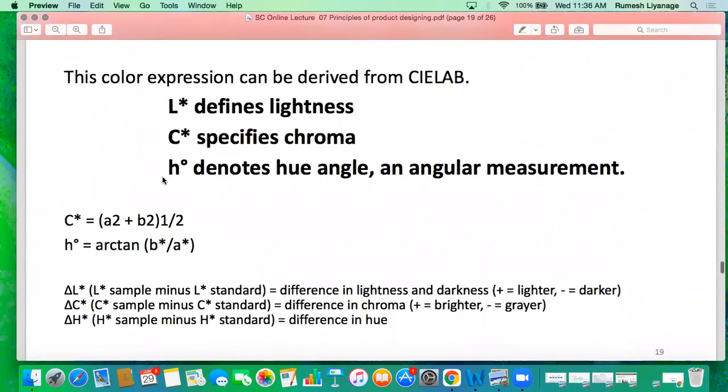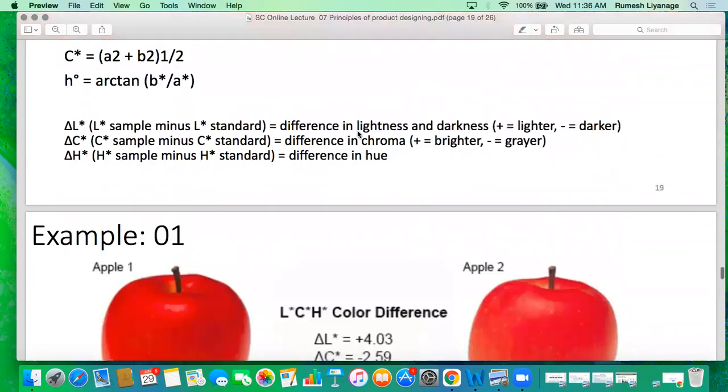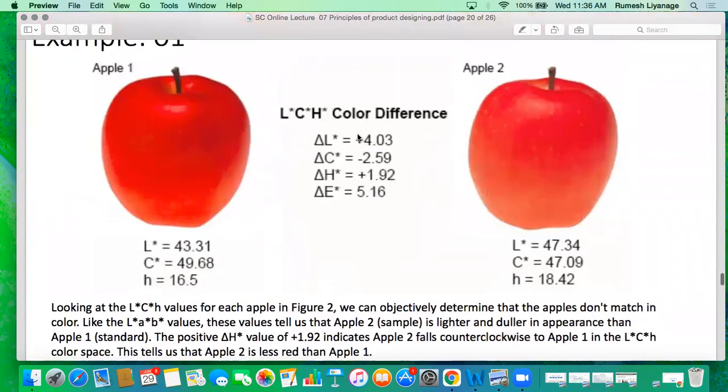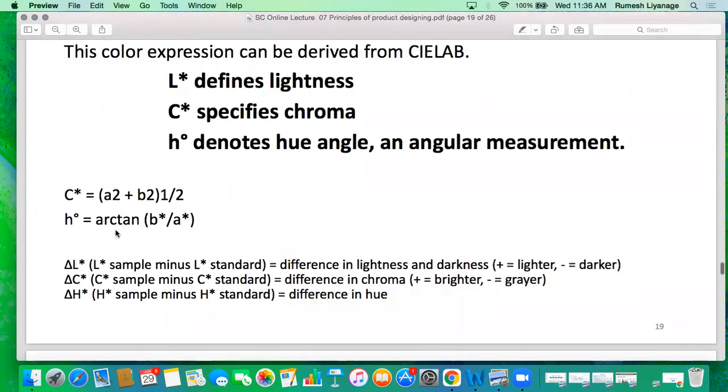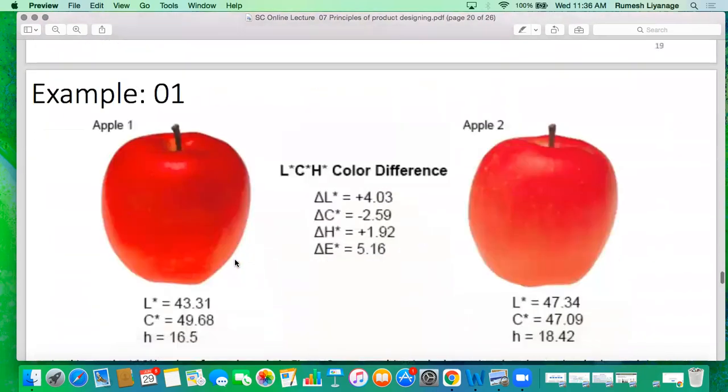These are the second one, LCH. In this example you can see LCH values: L 43, C 49 and H 60. Here the values are again there. Then how to get the delta L? Delta L is L sample minus L standard.